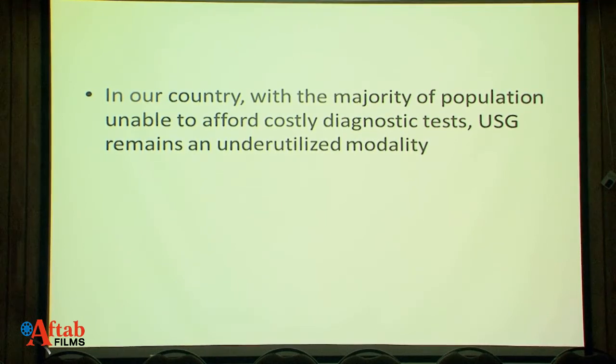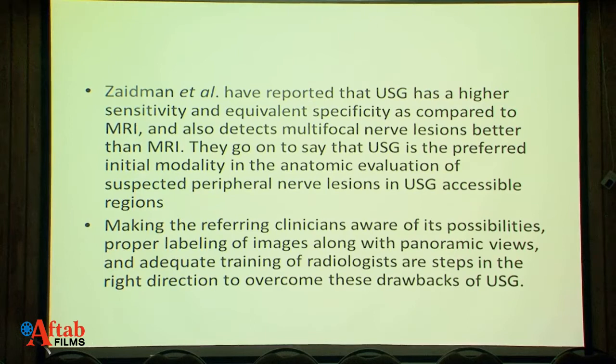Zeidman et al. have reported that ultrasound has a higher sensitivity and equivalent specificity as compared to MRI, and also detects multifocal nerve lesions better than MRI. They go on to say that ultrasound is the preferred initial modality in anatomic evaluation of suspected peripheral nerve lesions in ultrasound accessible regions, definitely.